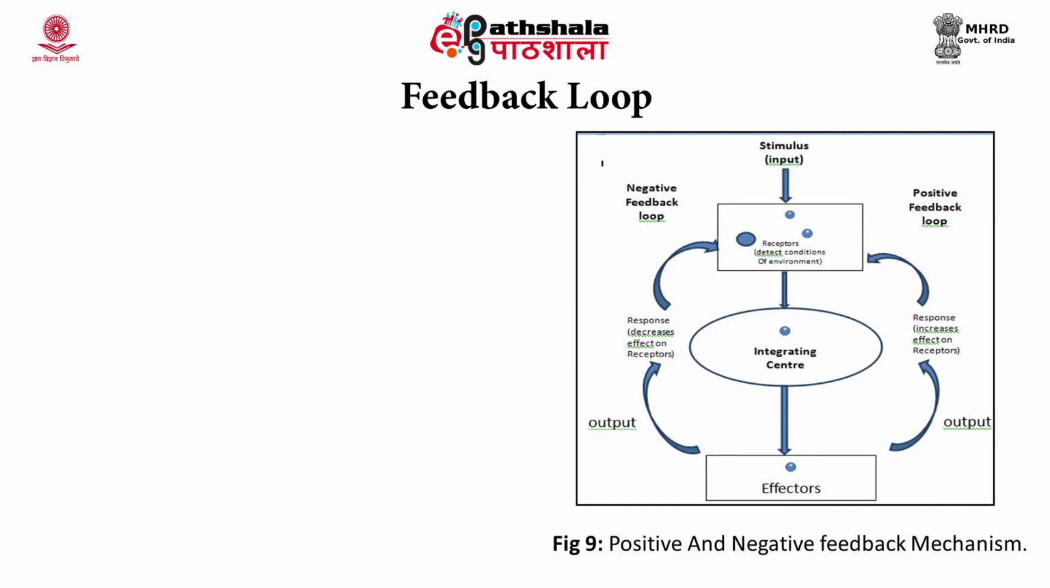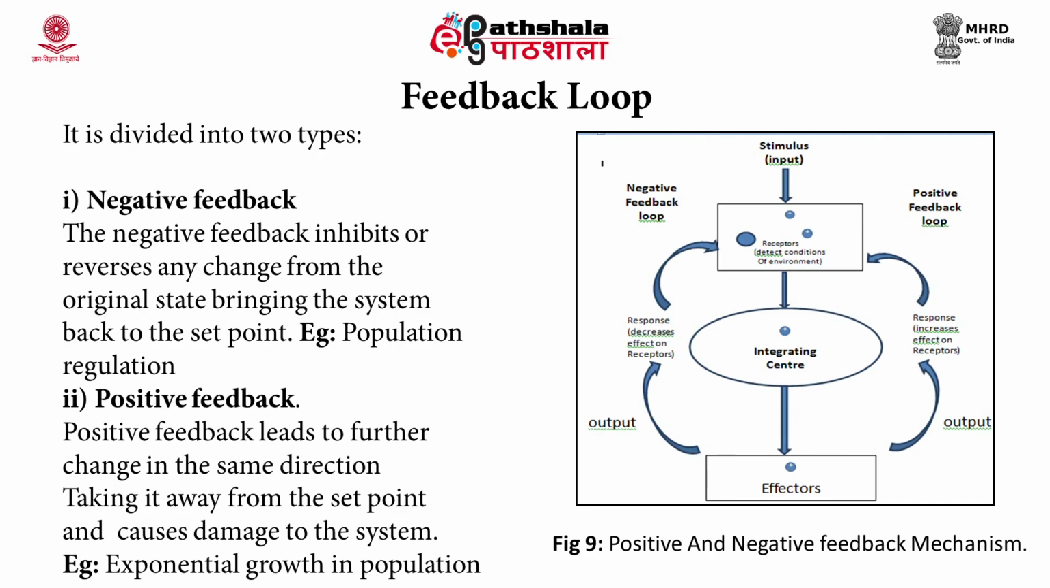Biological systems in an ecosystem have a variety of regulatory circuits called feedback loops, which are a sequence of events or interactions in which a change in some original state alters the rate and direction of further change. It is divided into two types, negative feedback and positive feedback. Negative feedback inhibits or reverses any change from the original state, bringing the system back to the set point. Example, population regulation. Positive feedback, on the other hand, leads to further change in the same direction, taking it away from the set point and causing damage to the system. Example, exponential growth in a population. Figure 9 shows the positive and negative feedback mechanisms.